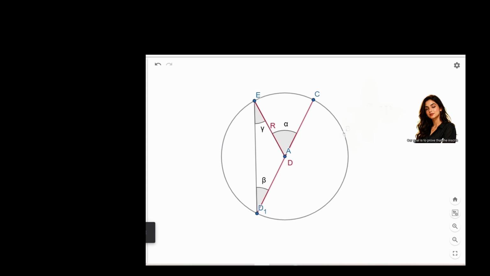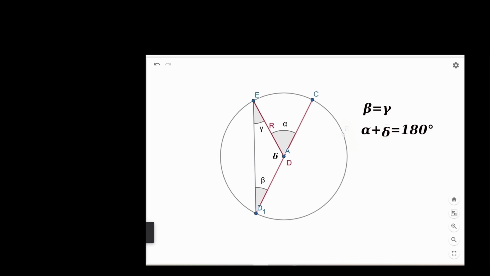Our goal is to prove that the inscribed angle is exactly half the central angle. In other words, we want to show that alpha equals 2 times beta. Now let's look at triangle D1AE. Since D1A and AE are both radii of the circle, the triangle is isosceles. Therefore, its base angles are equal, so beta equals gamma.